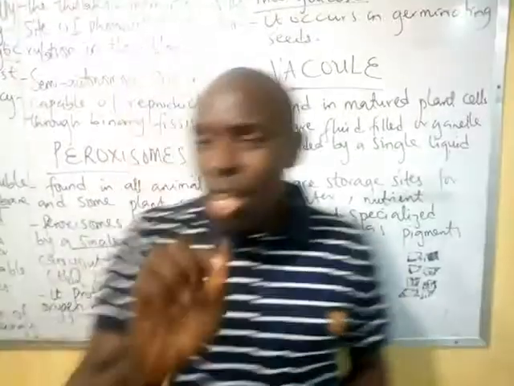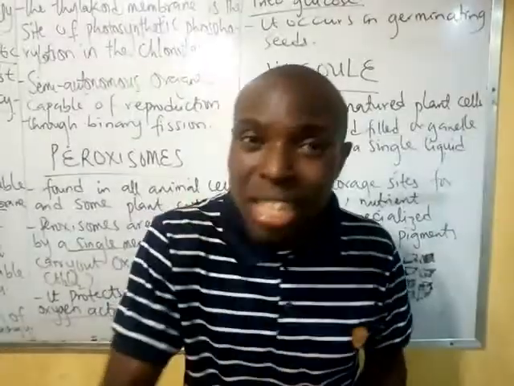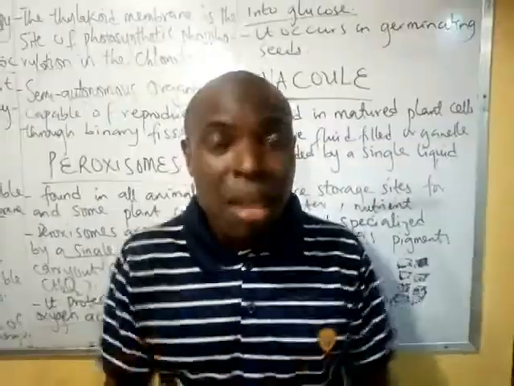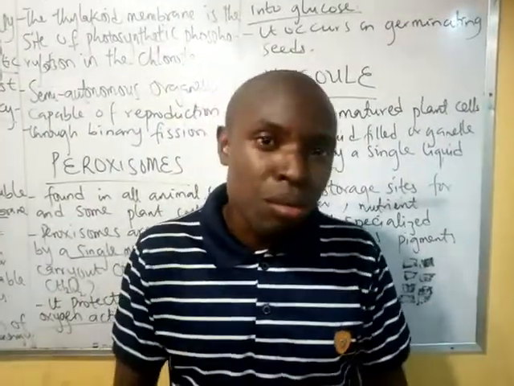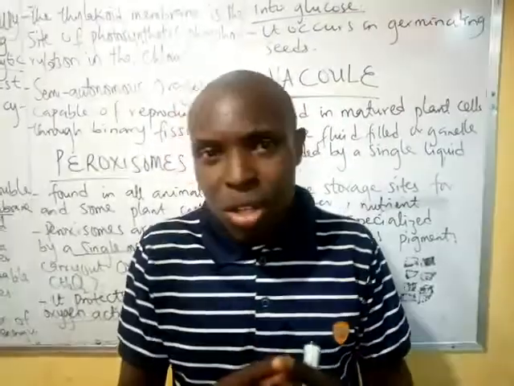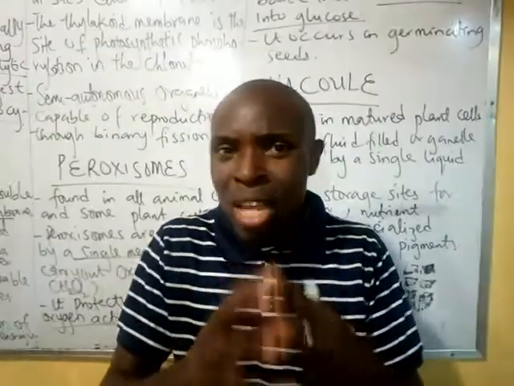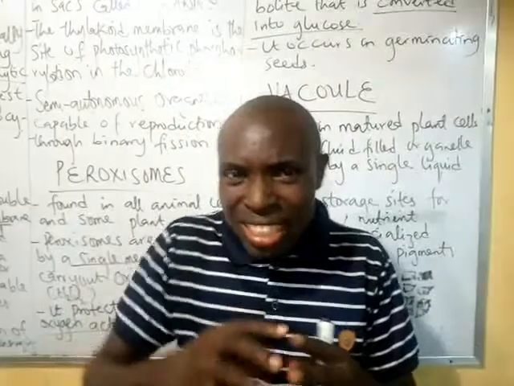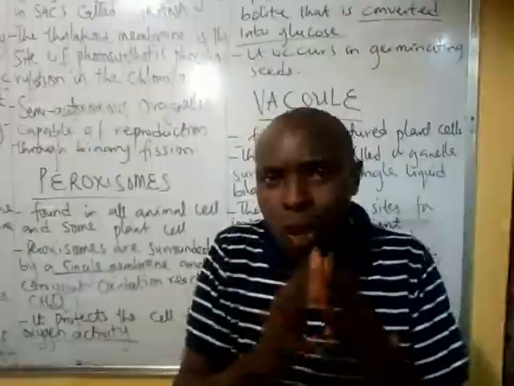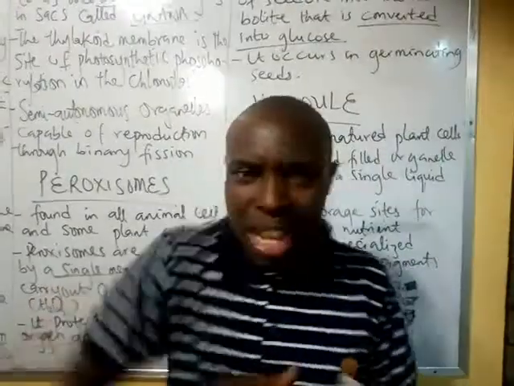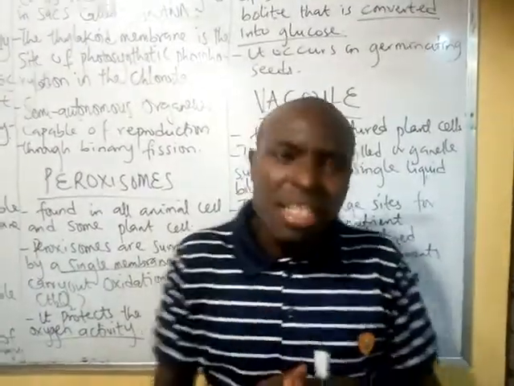Now, if a vacuole is present in an animal cell, it is usually very small. Most times, an animal cell might not even have a vacuole. But the vacuole's major function is for the storage of ions. Now, in a plant cell where the vacuole is very large, the outer layer is covered with a membrane called the tonoplast. Is that clear? All right.